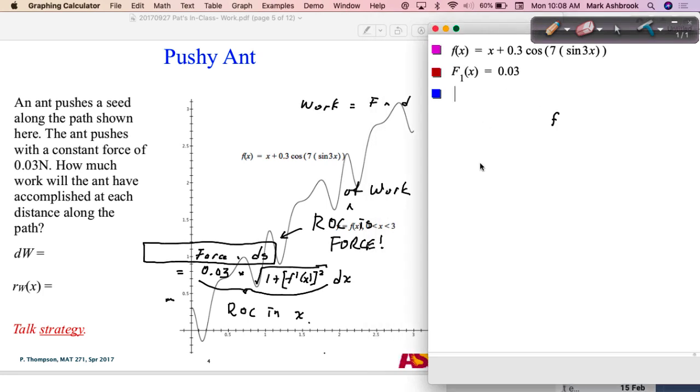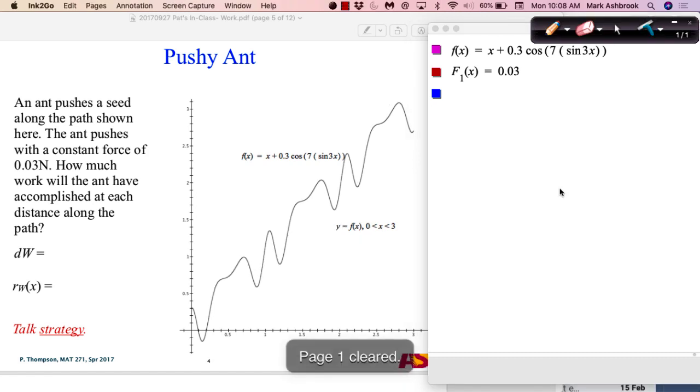Okay, so now I want to create the work function for the ant. And I want that work function in terms of how much horizontal distance the ant has covered as it's doing this crazy squiggle path. Okay? So how will I do that? What should I type in GC to come up with this?